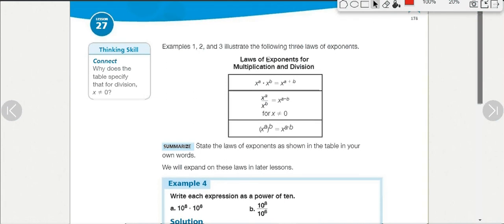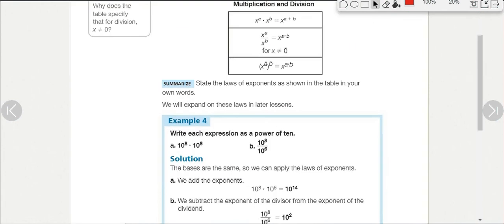These are really important to practice and get down. x to the a times x to the b is x to the a plus b. We add the exponents. X to the a divided by x to the b is x to the a minus b, we subtract exponents, and x to the a raised to the b, then you multiply the exponents. See how this and this are different? These are different. Add here because of that, and multiply here because of that.